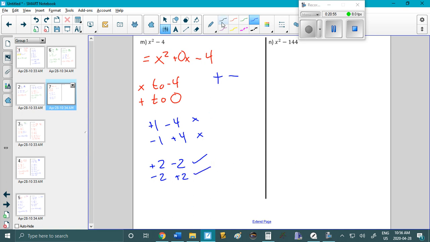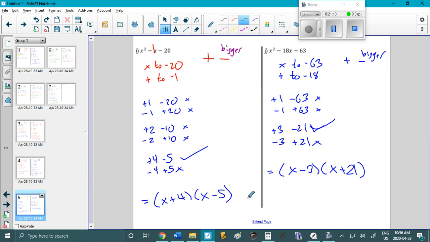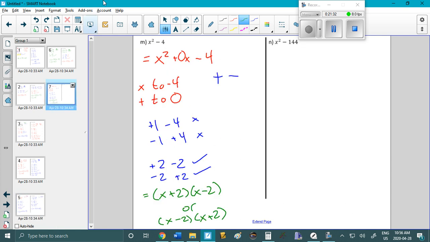So they both work. So that means that my answer is either x plus 2 times x minus 2, or x minus 2 and x plus 2. And hopefully that doesn't surprise you. I've mentioned it a few times. For every single one of these answers, we could have moved this bracket in front of the other one. Right? The order doesn't matter. So every single one of these has two possible answers, and they're both exactly the same. It would be like saying 2 times 3 versus 3 times 2. They're both the same. Because the brackets are multiplying, the order doesn't matter.